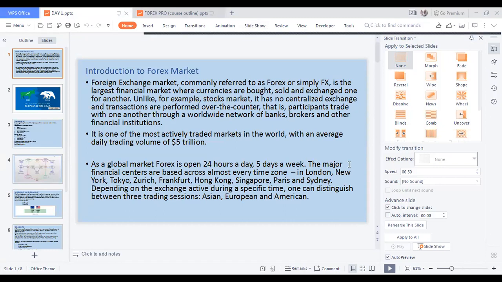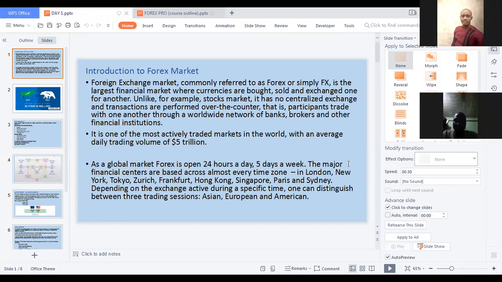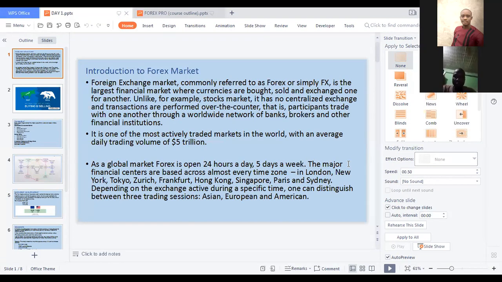Now, I want to quickly say something. If you have no idea of what Forex is, just feel free, because I'm starting from scratch, right from the definition. I will go into some advanced sections later. What's Forex? Forex is simply known as foreign exchange, and it is the largest financial market where currencies are bought, sold, and exchanged for one another.